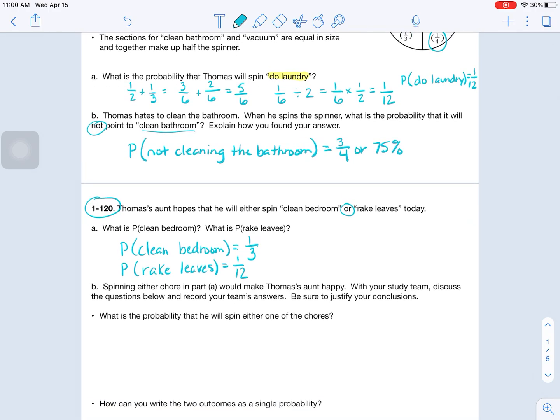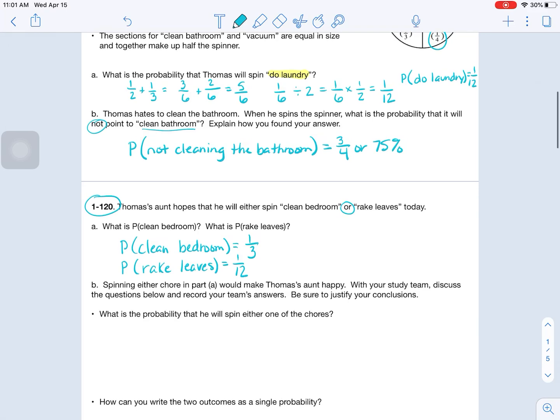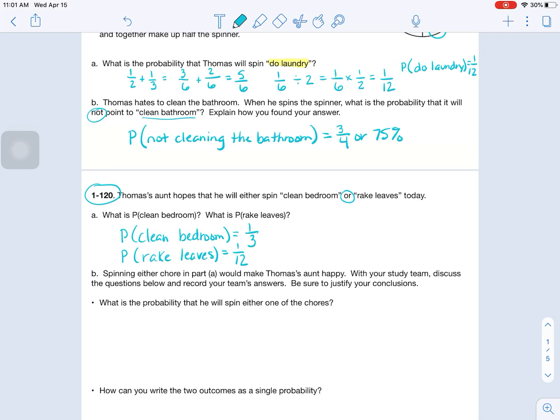Now for B, it says spinning either chore in part A. So either cleaning the bedroom or raking leaves would make Thomas's aunt happy. I know it says with your study team, we're going to do this together through the video. The first question says, what's the probability that he will spin either one of those chores? So one or the other. Whenever you are finding a compound event, meaning this or this, it doesn't matter which one you choose, or which one happens, you're going to combine those probabilities together. So we're going to combine those two things, the probability that he will spin either one of those chores.